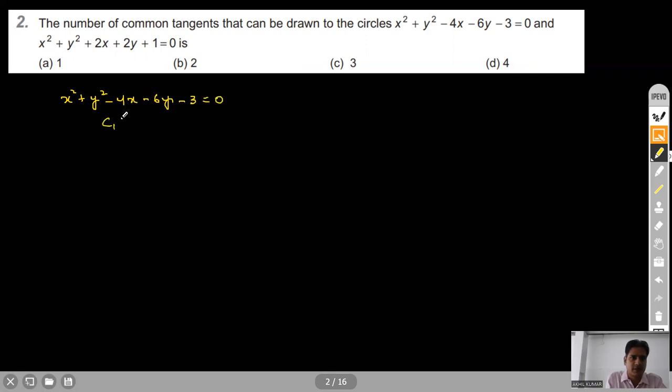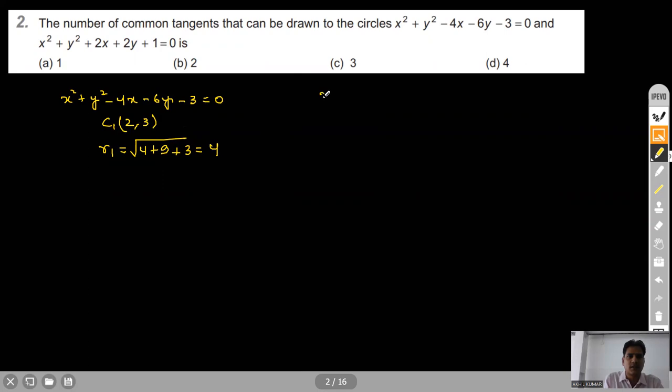What is the center of this circle? It will be 2 comma 3. And what will be the radius? It will be 4 plus 9 minus of minus 3, means plus 3, so 12, 16. So it will be 4 basically. R1 is 4 and the coordinates of the center of this circle are 2 comma 3.